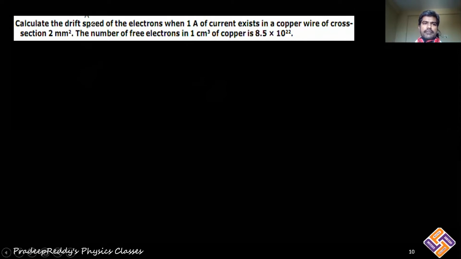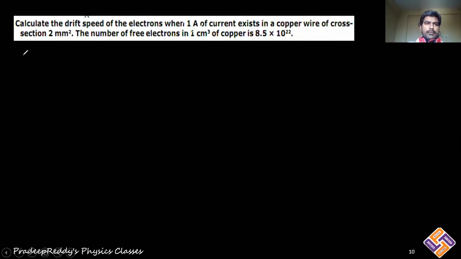Calculate the drift velocity or drift speed of electrons when 1 ampere of current exists in a copper wire of cross section 2 millimeter square. The number of free electrons in 1 centimeter cube of copper is given. So you are being given the data. You are supposed to calculate drift speed. First, write down what is the data given to you.